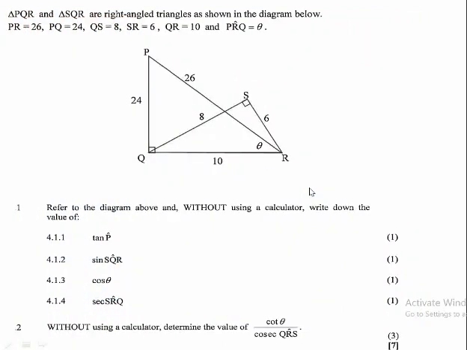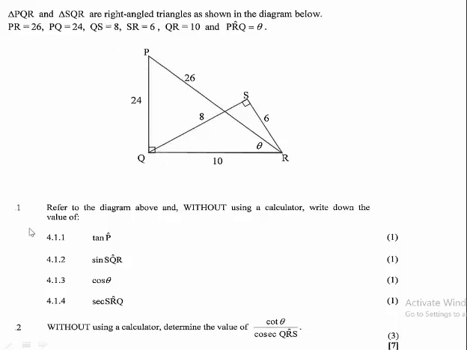The question is triangle PQR. I'm just going to show you PQR, triangle SRQ, and then R right angle triangles as shown in the diagram below. PR is 26, PQ is 24, QS is 8, SR is 6, QR is 10, and PRQ is theta, right? So PRQ is theta.